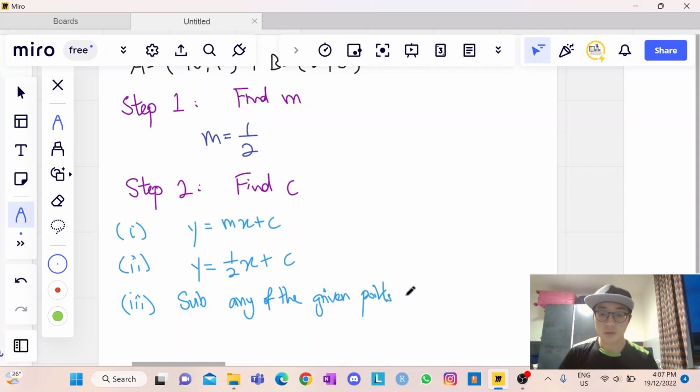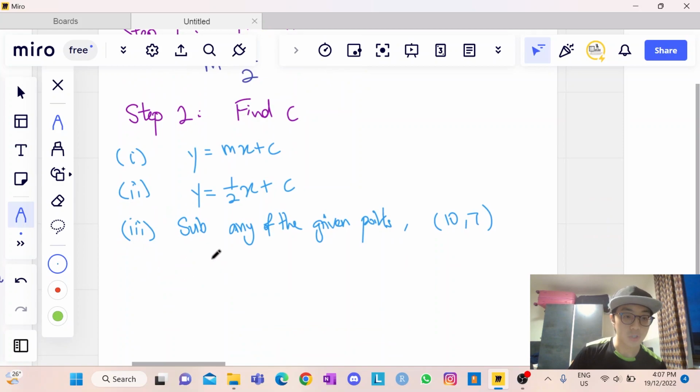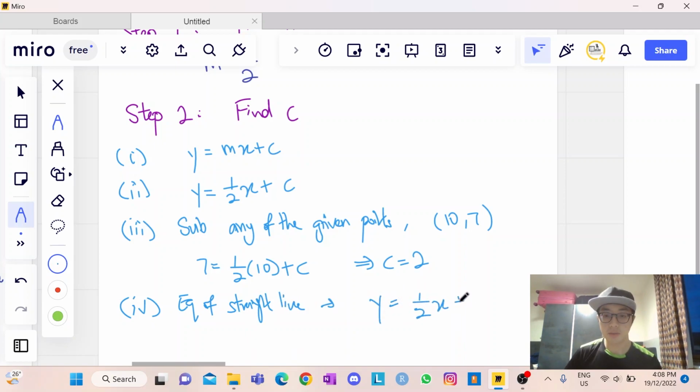Say in this case, we will sub in 10 and 7. You will get y equals 7 equals 1 over 2 times 10 plus c. And therefore, you will get c equals 2. So number 4, you will get your equation of a straight line to be y equals half x plus 2. And this is how you get the equation of a straight line.